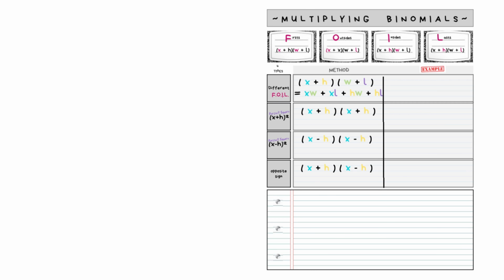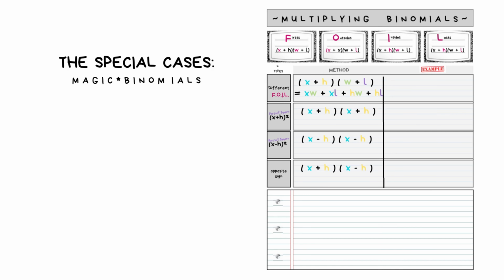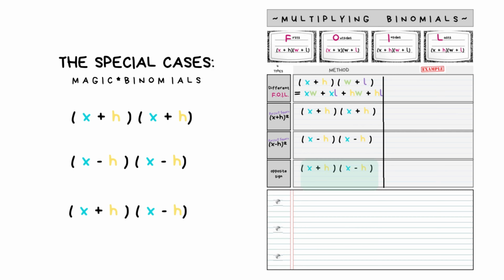There are three special cases to watch for when multiplying binomials. They are magical figures that transform complicated problems into recognizable patterns. The three magic binomials are the same binomial with addition, the same binomial with subtraction. The numbers are the same, but the signs are one of each.